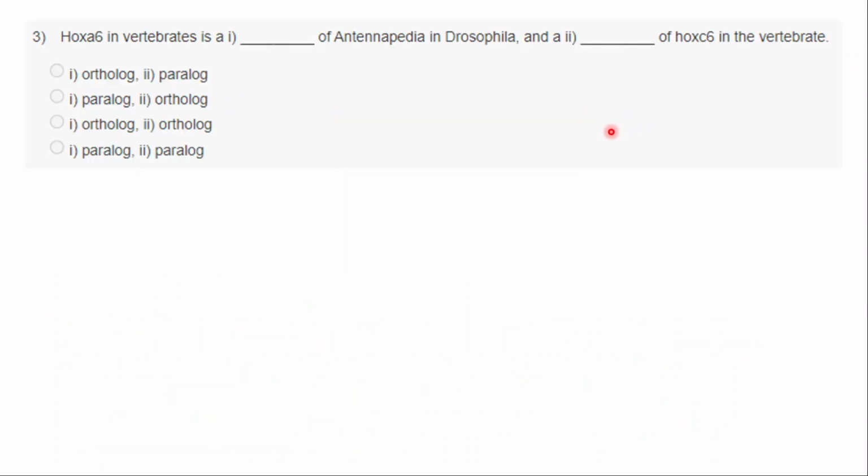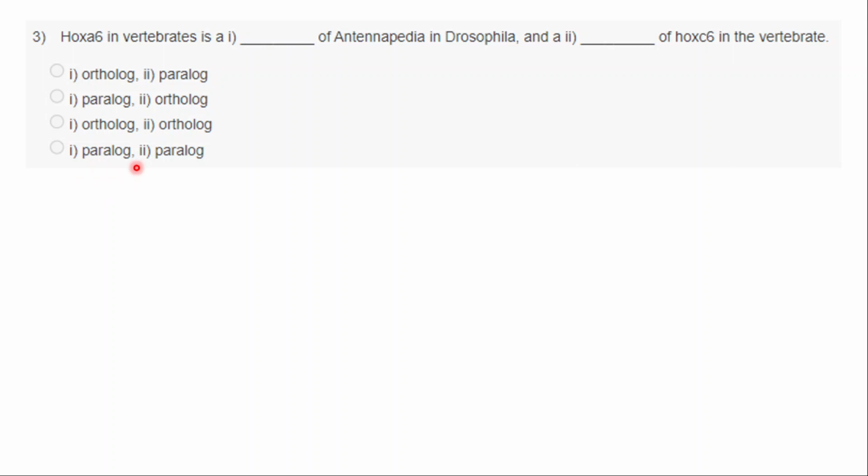Question number 3. Hox A6 in vertebrates is a dash of Antennapedia in Drosophila and a dash of Hox C6 in the vertebrate. And your options are: 1. Ortholog, paralog; second, paralog, ortholog; third, both are orthologs; fourth, both are paralogs.